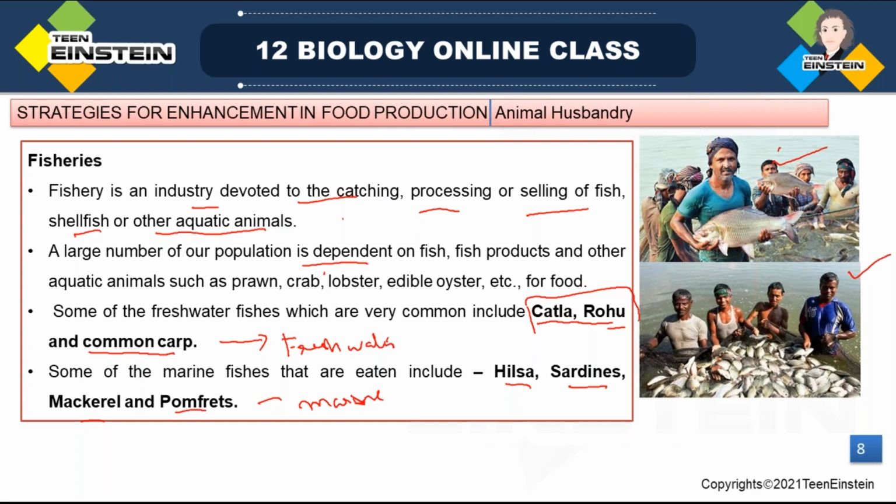You can see some common freshwater forms: katla, rohu, and common carp. Important marine forms are hilsa, sardine, mackerel, and pomfret.